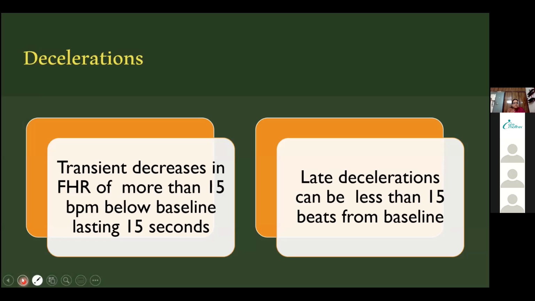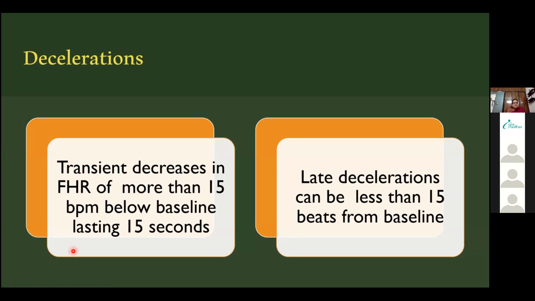So coming to the next feature, deceleration. When compared to acceleration and deceleration, deceleration is more important. If it is present, it becomes either suspicious or pathological. Whereas an acceleration, if present during labor, it is good. If not present, you don't have to worry.